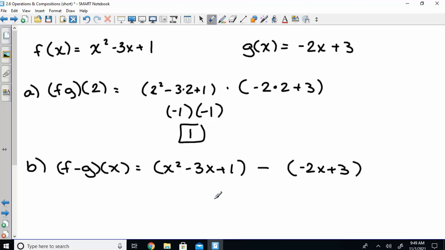So what do I need to do? Distribute the negative. So if I did that, this became a plus, plus, and a minus. So then add like terms. We have an x squared. We have a negative 3x plus 2x, which is negative x. We have 1 plus negative 3, which is negative 2.